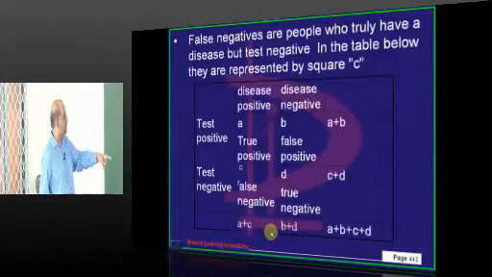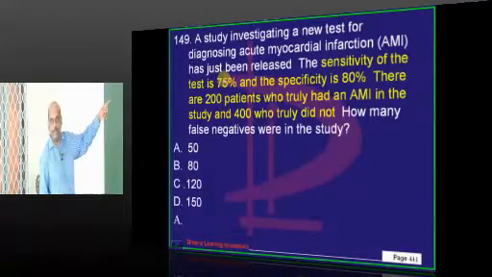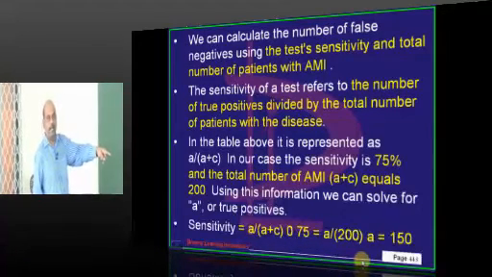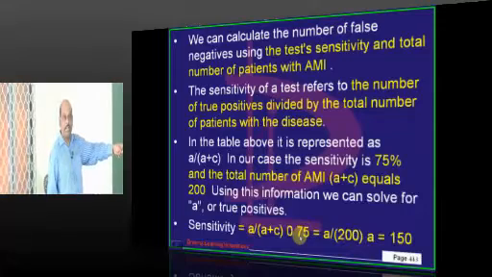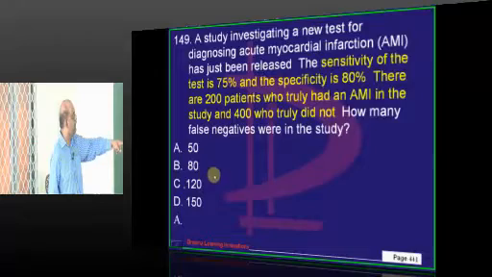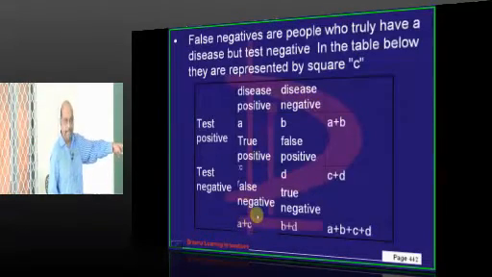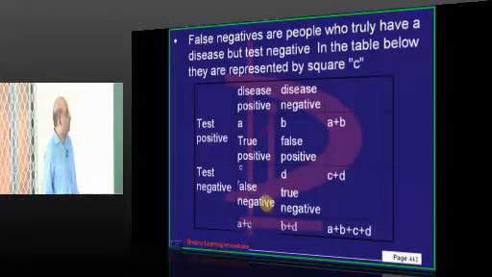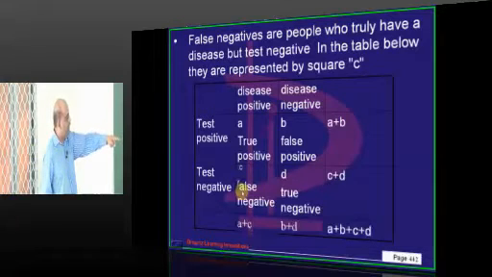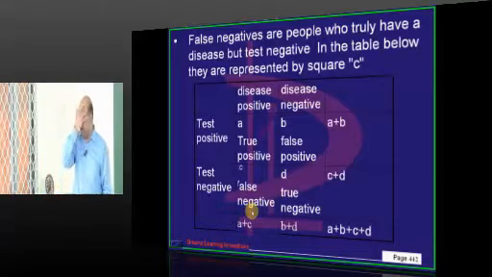Okay, doc. Yeah, sensitivity was given as how much? 75%. So 0.75 is equal to A by 200. So A becomes 200 into 0.75, which is equivalent to 150. But ultimately, what do we want? We want what is asked, false negatives, which is C. How do you get C? 200 minus true positives, who are 150, will give you 50, which is the value of the false negatives, is what need to be remembered.